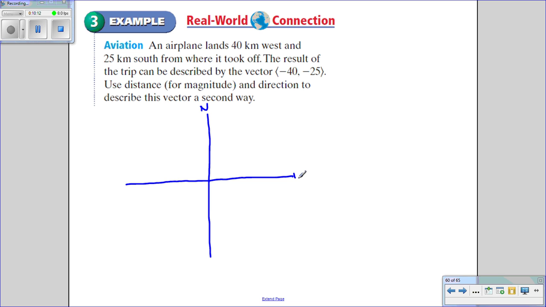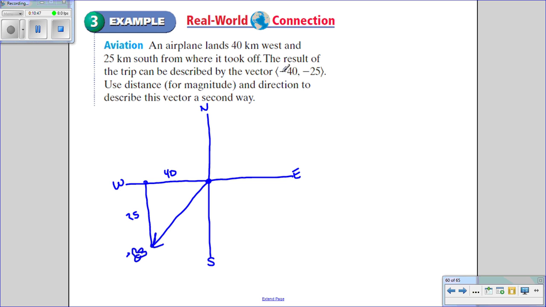Here's north, east, south, and west. We're always going to say that it starts from the origin. Now this airplane lands 40 kilometers west, so it went 40 kilometers west and then 25 kilometers south. So this is 25 kilometers south. 40 to 25. So here's our vector right there. Okay, here's our airplane flying through the air. Okay, don't make fun of my airplane.